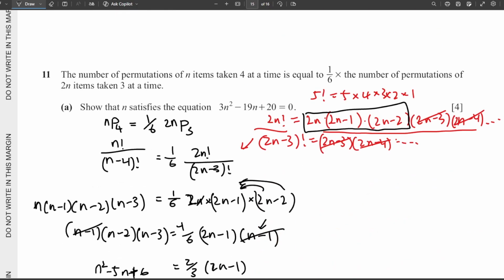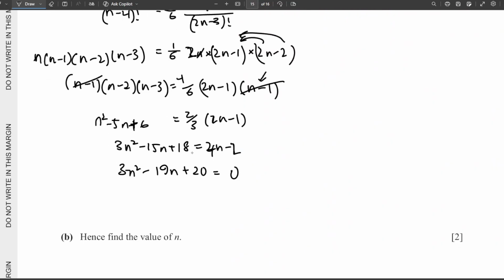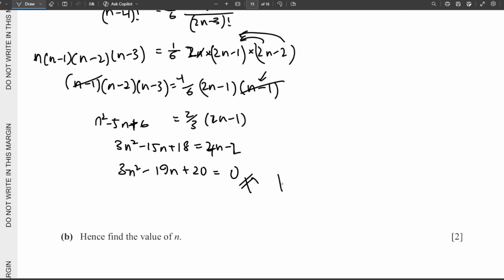So this question is good so that you can actually check your final answer, to see if it adds up or not. So yeah, we have proven this, so just write proven.